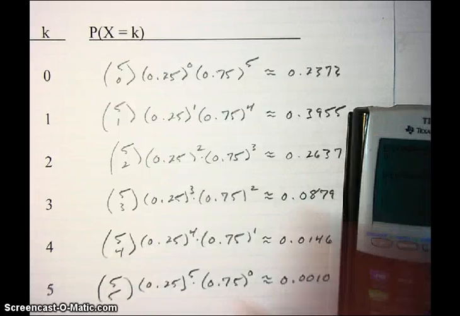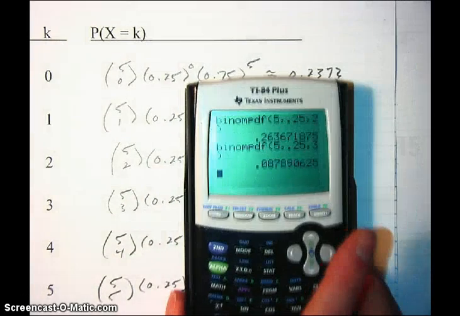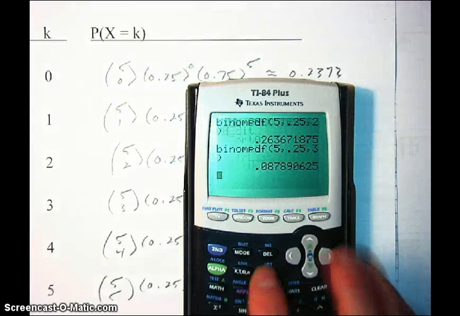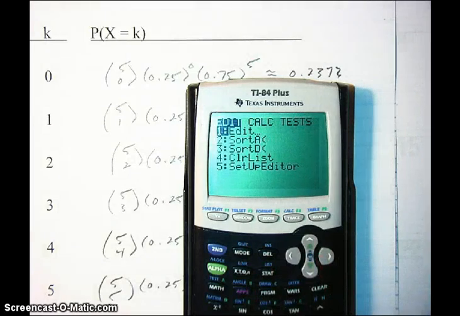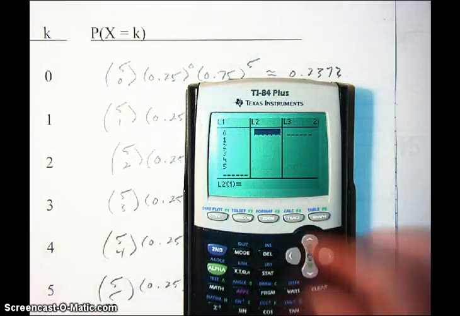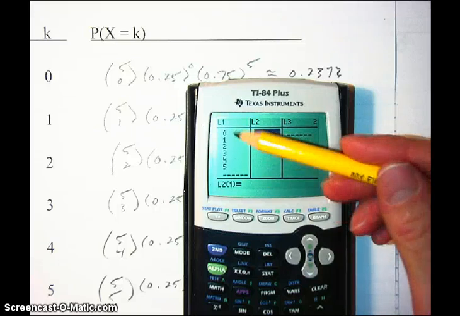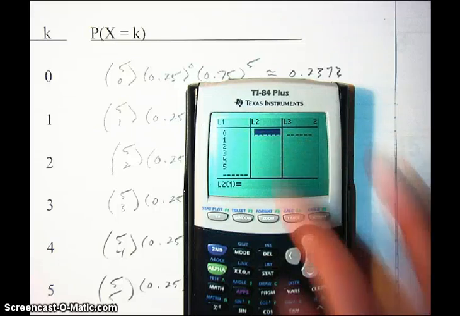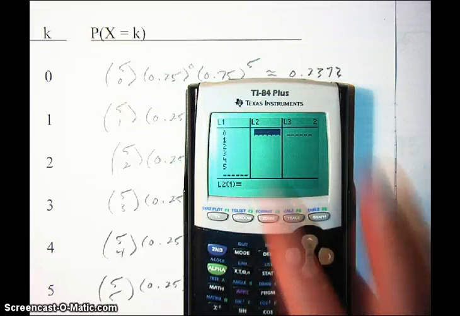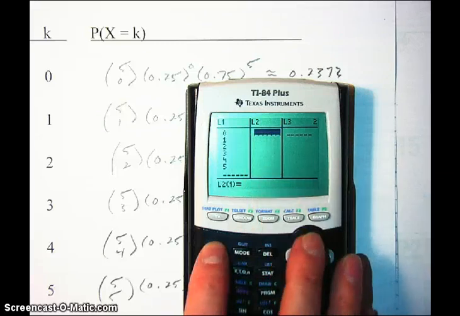Now you could calculate all these probabilities in a row. It's very easy. What you do is go to your stat editor and you put in the values of k, 0, 1, 2, 3, 4, 5. And then we can fill up the second list right here with the binomial probabilities. And it's pretty simple to do.